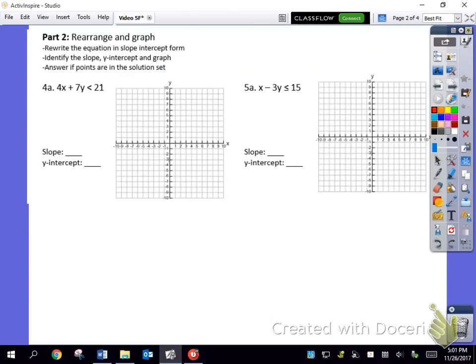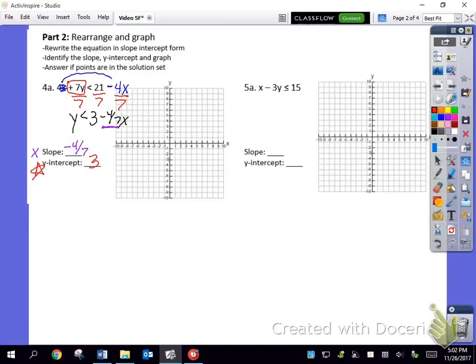So now that you remember how to rearrange for y, we can do the same thing, and then we can graph it like we did yesterday. So move your 4x over, so that's minus 4x. And then this is a positive 7y, so I divide everything by 7. Okay, now since I'm dividing by 7, I don't have to flip anything, so y is less than 3 minus 4/7 x. Now remember that your slope is always by x, so that's negative 4/7, and my y-intercept is 3.